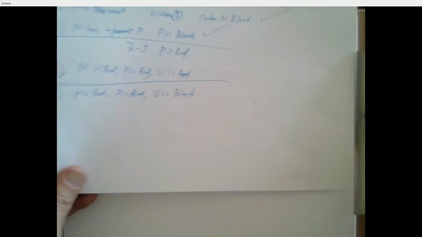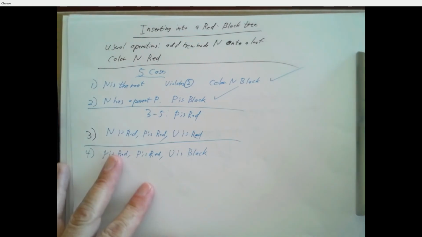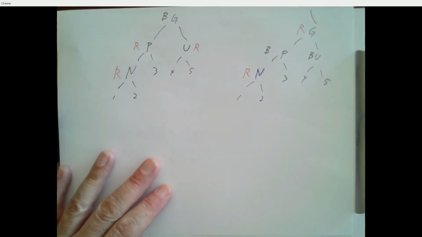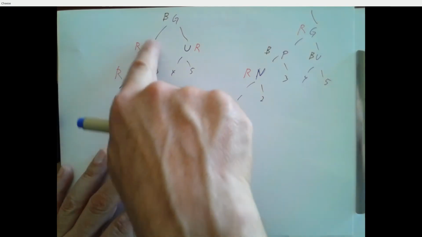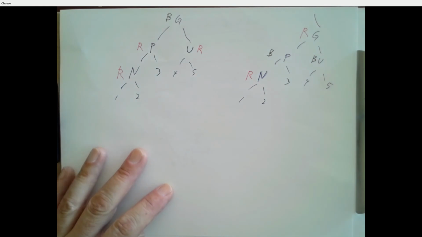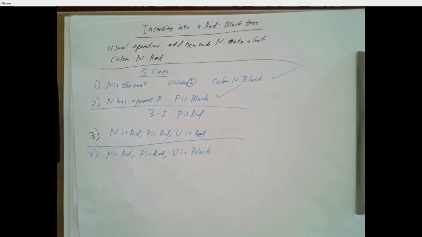Oh, and before we do that, let's be mindful of the search order. The search order clearly has not been perturbed here by just changing the coloring of these things. It's still going to be 1 N 2 P 3 G 4 U 5, and it's exactly the same order over here because we haven't moved any nodes or data around. We've just changed colors. But we're going to start moving data in cases 4 and 5.